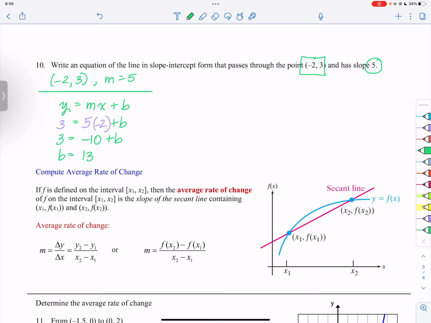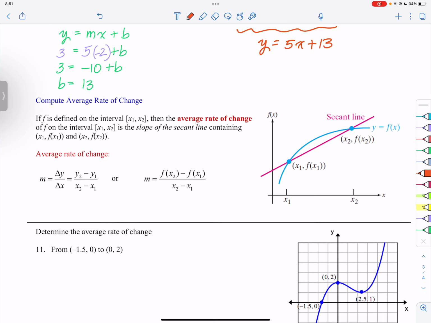So we will use this point and plug into that equation. So now, if we have y equals mx plus b, and we have m, let's put that in the top. If we have m equal to 5 and b equal to 13, we have y equals 5x plus 13. And that's our equation of our line.